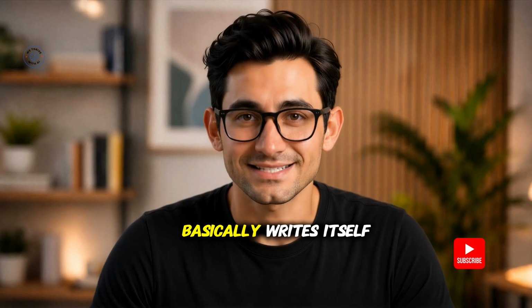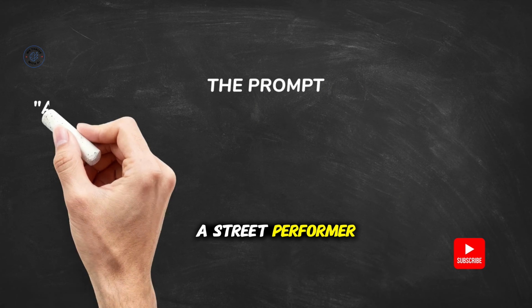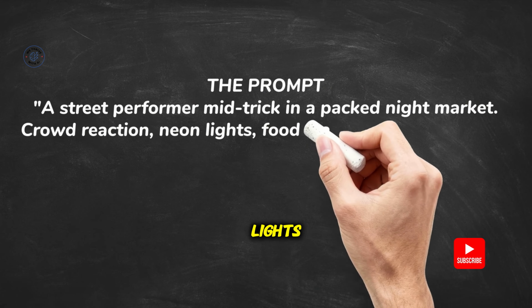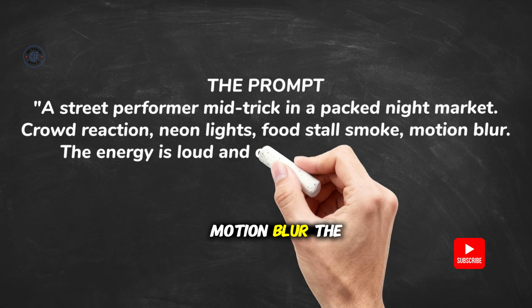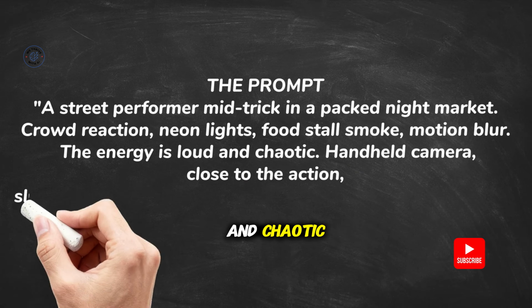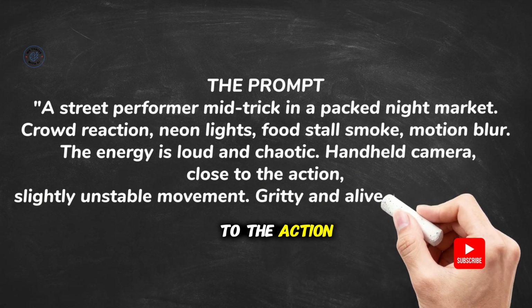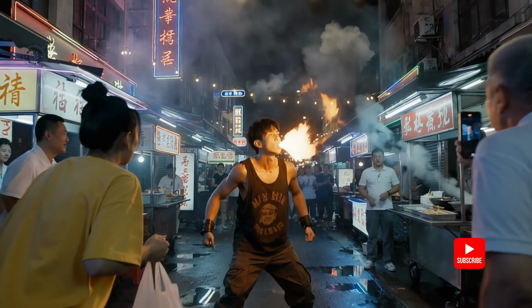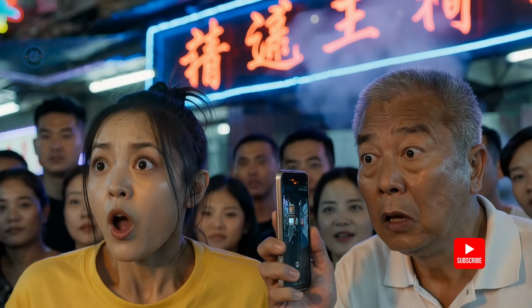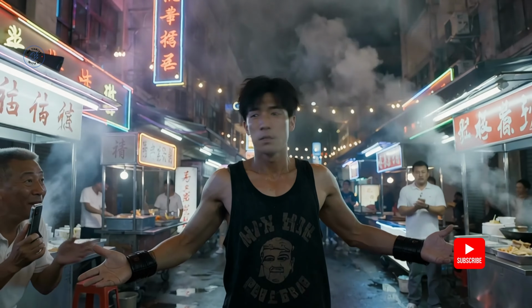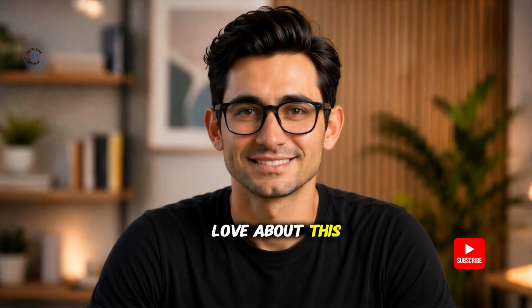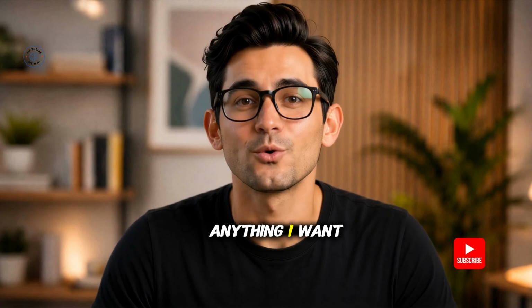Now the prompt basically writes itself. A street performer, mid-trick in a packed night market. Crowd reaction, neon lights, food stall smoke, motion blur. The energy is loud and chaotic. Handheld camera, close to the action, slightly unstable movement, gritty and alive, not cinematic. That's what I love about this. It works for anything I want to make.